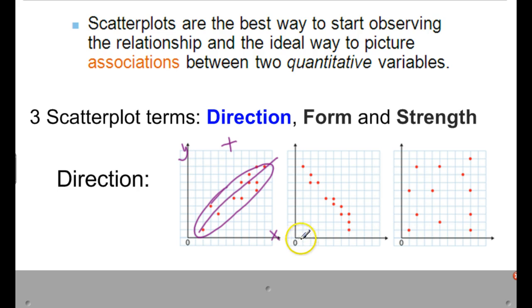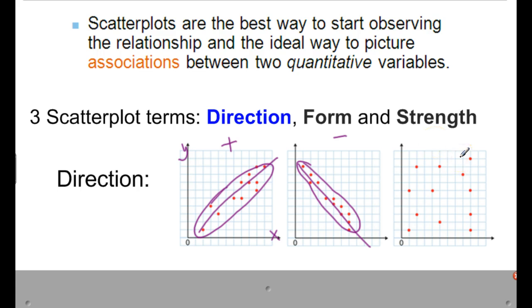Whereas with this direction, as x is getting bigger, the y value actually is going down. As x gets smaller, the y value gets bigger. So this is a negative direction. So you either put an ellipse there, or the slope of the line that would go through there is a negative slope.